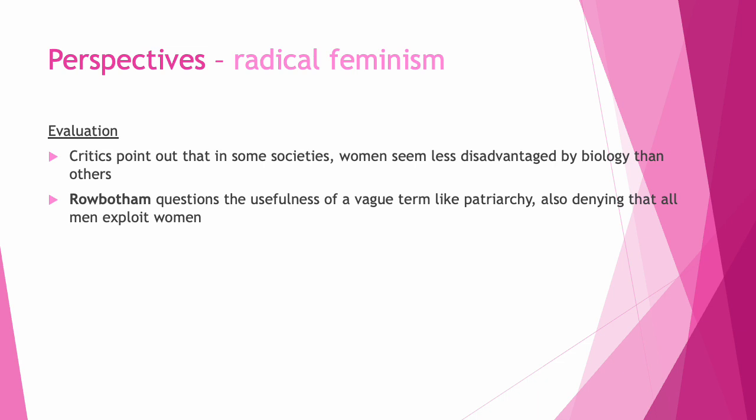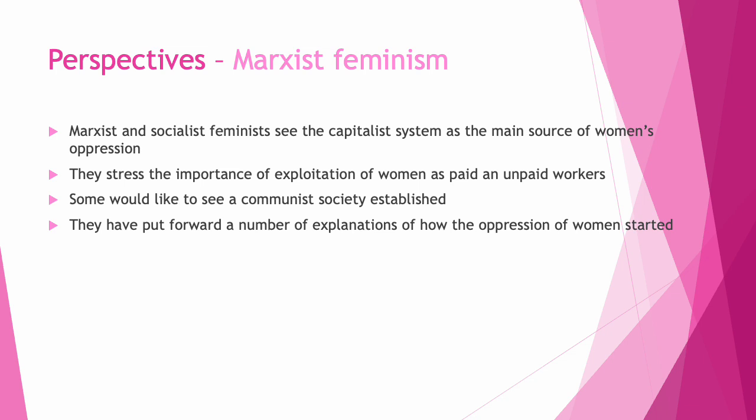Rowbottham questions the usefulness of a vague term like patriarchy, also denying that all men exploit women. Marxist and socialist feminists see the capitalist system as the main source of women's oppression. They stress the importance of exploitation of women as paid and unpaid workers. Some would like to see a communist society established.